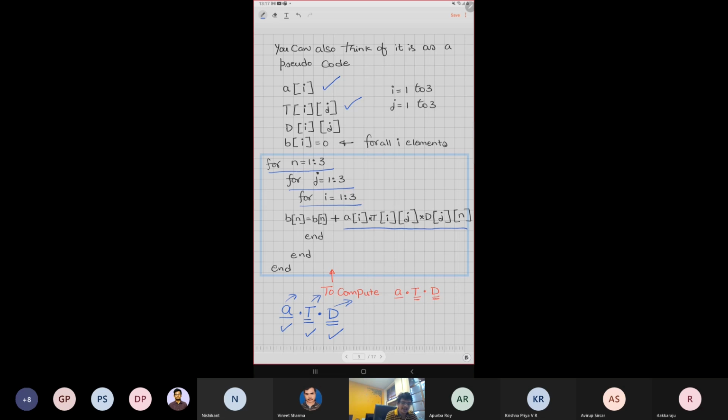Repeatedly sum it. How many times do I have to do it? A double summation, on i and j. When I do the double summation on i and j, there will be a free index n in B_n. So B_n is equal to B_n plus A_i T_ij multiplied by D_jn. Repeat that. Finally, I get only one single free index, B_n. That is the way you develop a program to calculate these products.